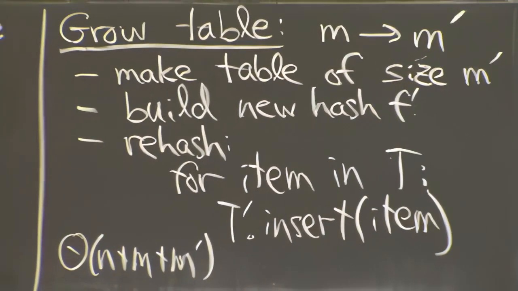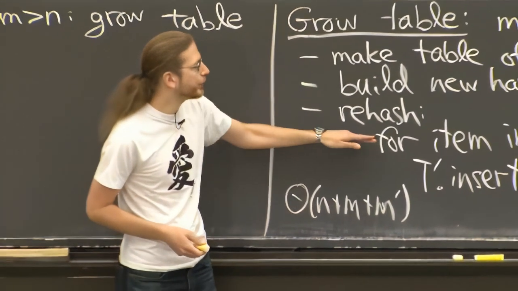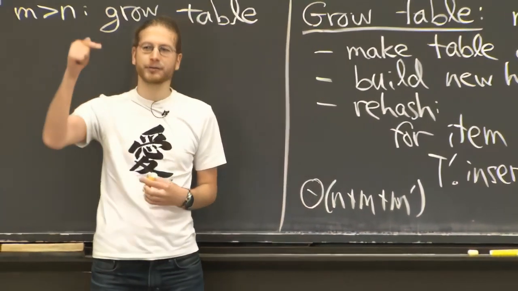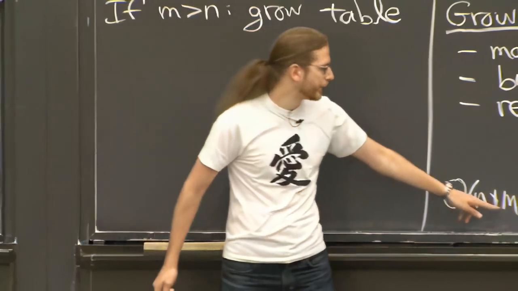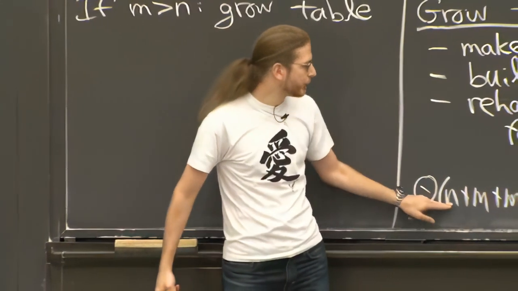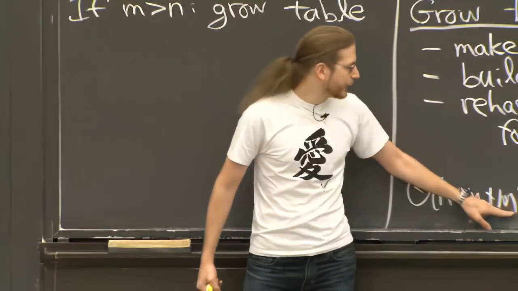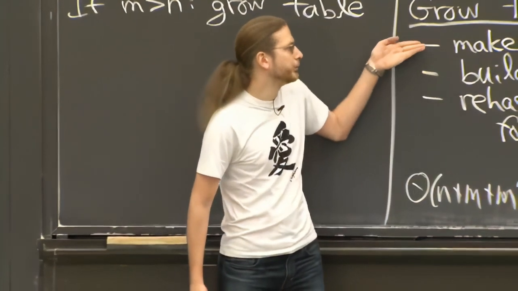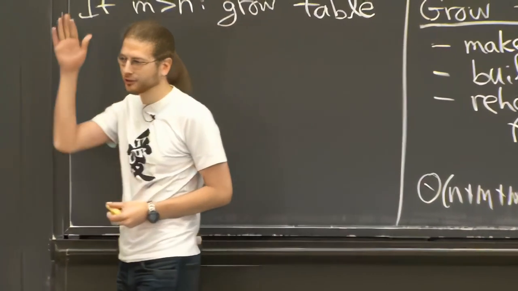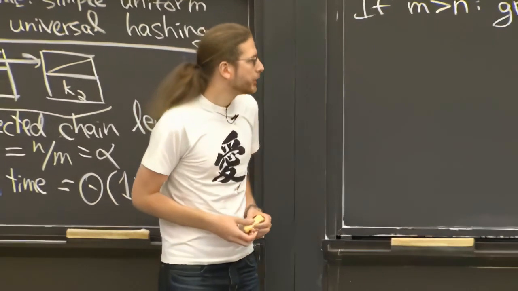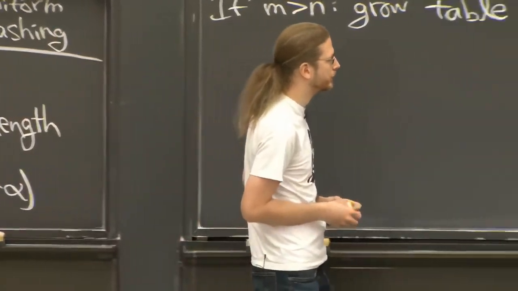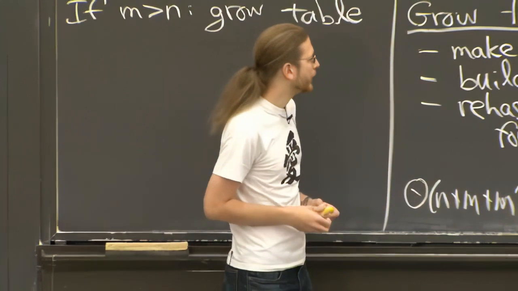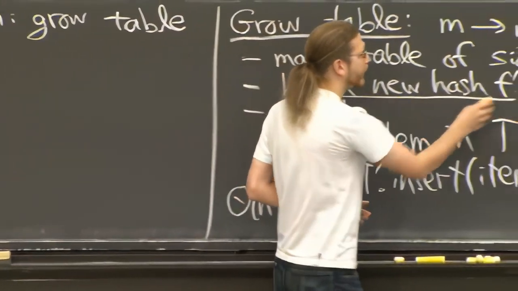Okay, but in general, there's this issue that, for example, to iterate over every item in the table, you have to look at every slot. And so you have to pay order m just to visit every slot, order n to visit all those lists, m prime just to build the new table of size m prime, initialize it all to nil. Good. Fine.